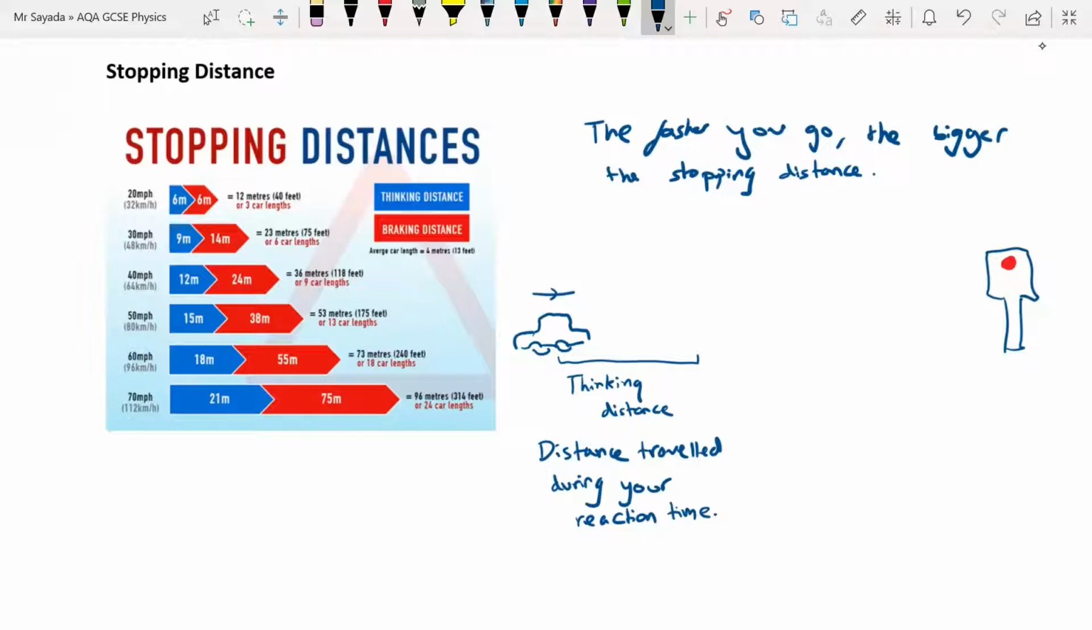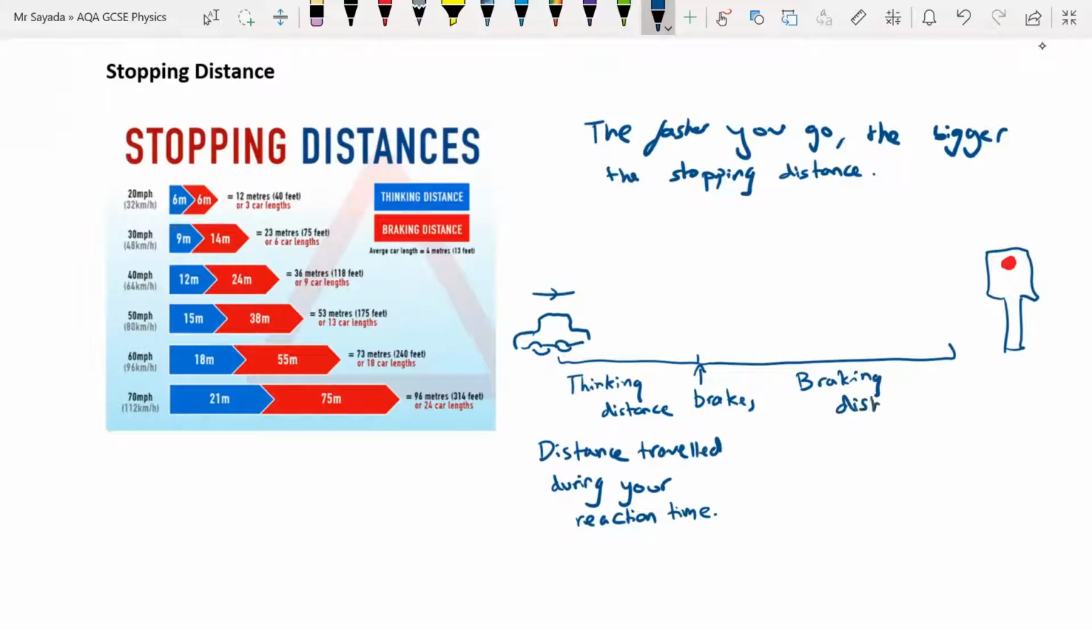The traffic light's going to go red, and then there'll be a fraction of a second, and then you put your foot on the brake. In that time, that reaction time, your car will travel a certain distance called the thinking distance. Then at this point you press the brakes, but it still takes time for the car to stop. The car does not stop immediately. That distance there is called the braking distance.